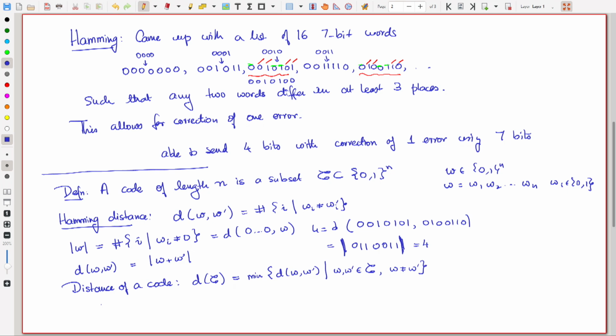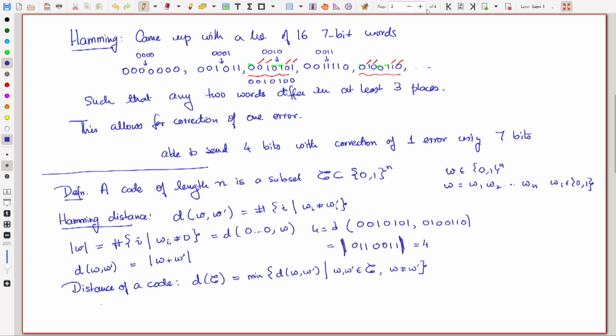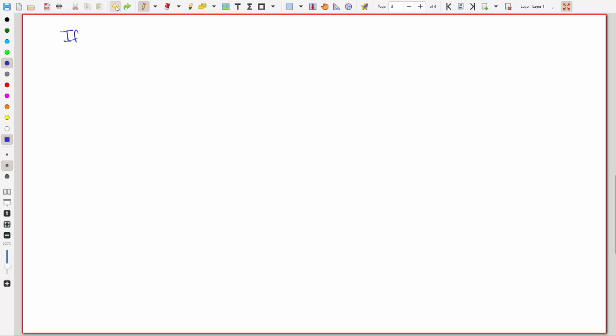So, let us just get this business clear. If the distance of C is greater than or equal to 2r plus 1, then C allows for the correction of r errors.